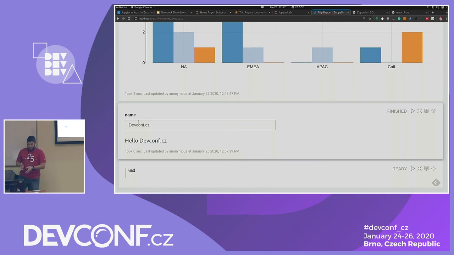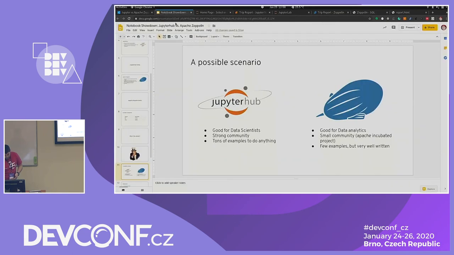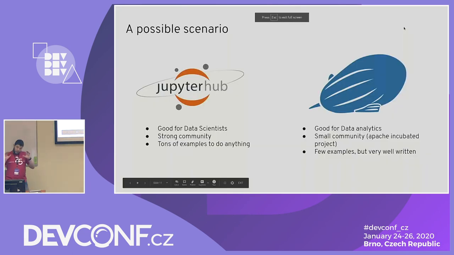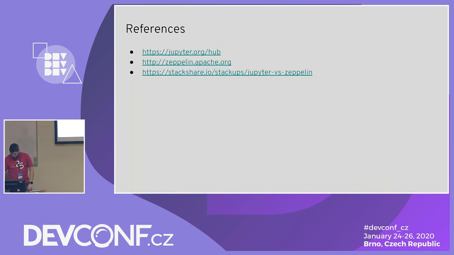Not only with Markdown can we do that. You can do it with SQL too. The SQL paragraphs can also be interactive by using these forms. There are many things to talk about with Zeppelin and Jupyter. That's the part where I say this is basically all my knowledge about these tools. I think they are great, and I think they are both for specific scenarios, and they can live together in the same team, like JupyterHub for data scientists and Zeppelin for data analytics.